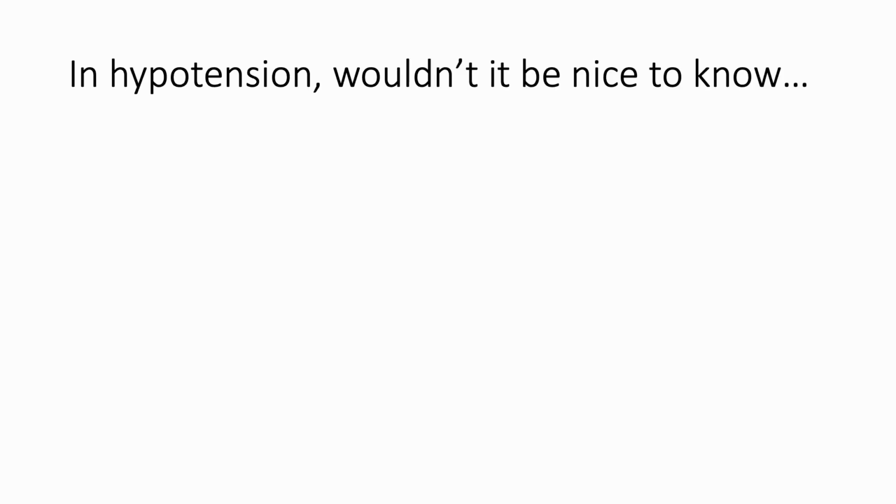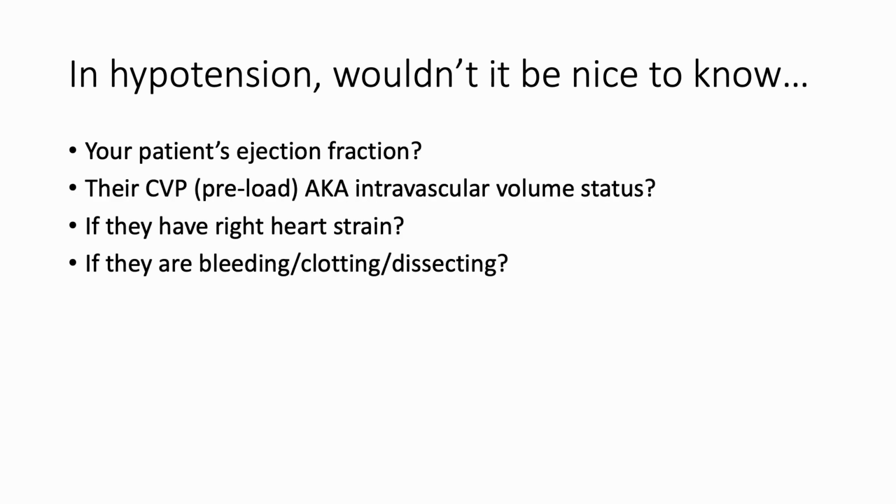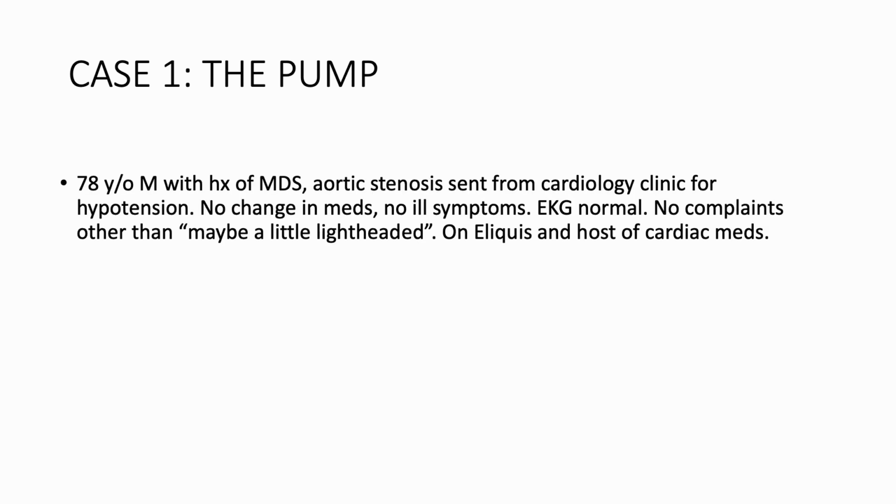So I want to start off by talking about what type of information we get when we do a RUSH exam. I think we would all agree that in hypotension, it would be very nice to know your patient's ejection fraction, their CVP, if they have right heart strain, or if they're bleeding or clotting or dissecting before you leave the room. So we're going to talk about a case that I had recently, and we're going to talk about the pump.